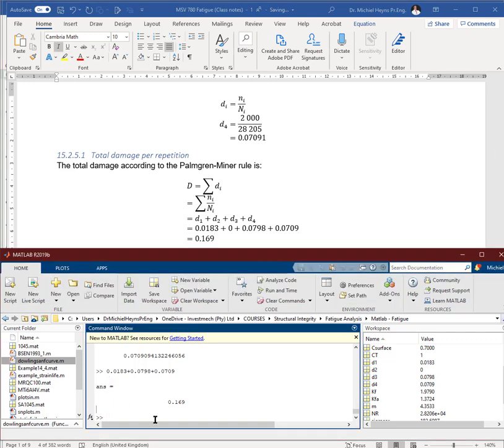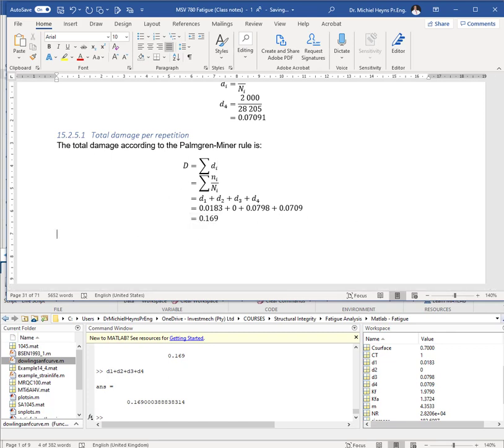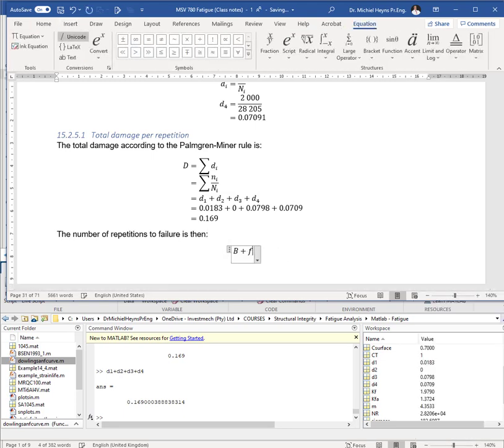Let's do a quick test here. D1 plus D2 plus D3 plus D4. How much is that? Yeah, that sounds right. Okay, so that is our total damage per repetition. Now we can calculate the number of repetitions to failure. The number of repetitions to failure, B_f, is equal to 1 over the total damage.